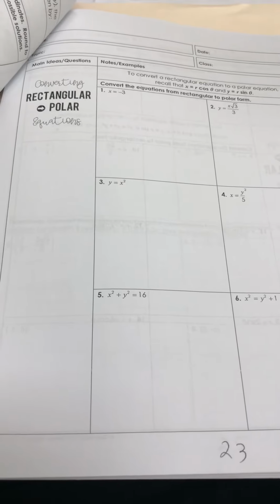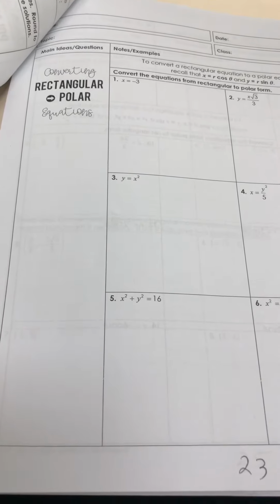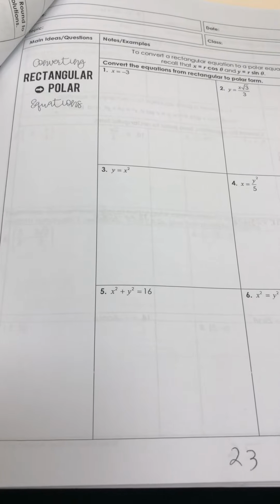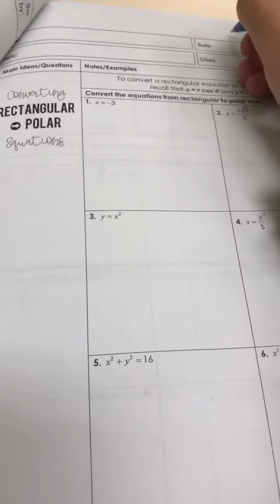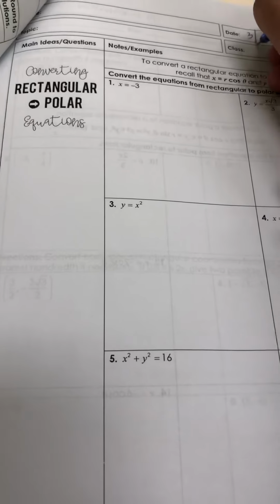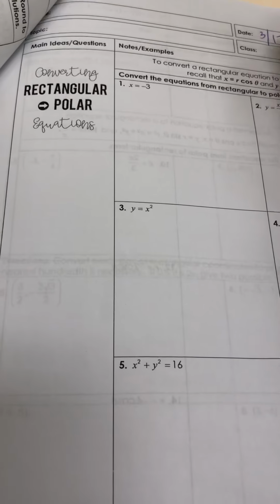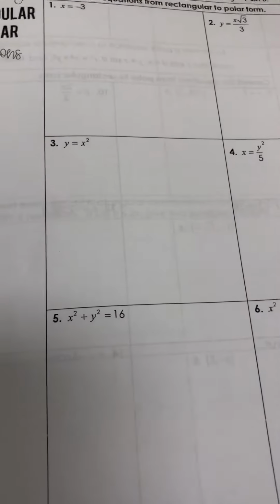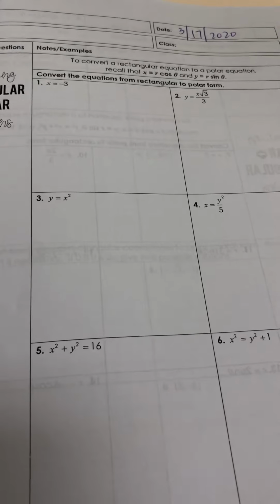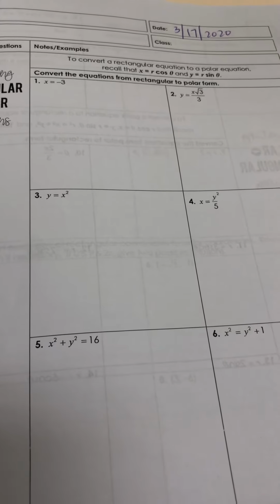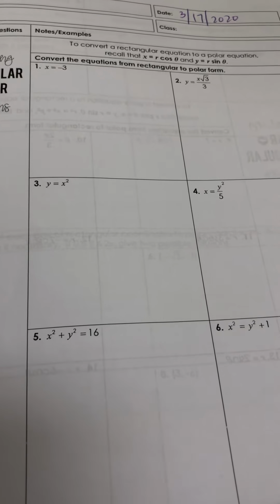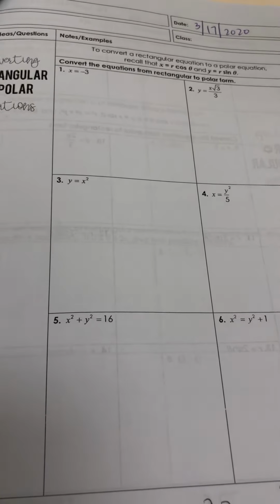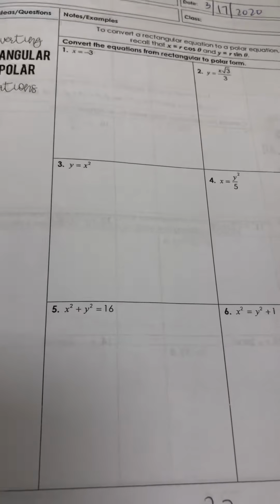So let's start the new topic today, converting rectangular to polar equations. Okay, so today's date is 3rd 17, 2020. To convert a rectangular equation to a polar equation, as we know, x equals r cos theta and y equals r sin theta. There will be three kinds of different methods we will be using.